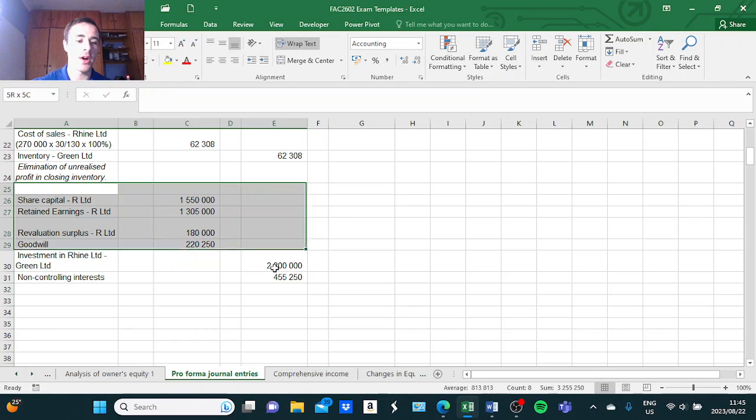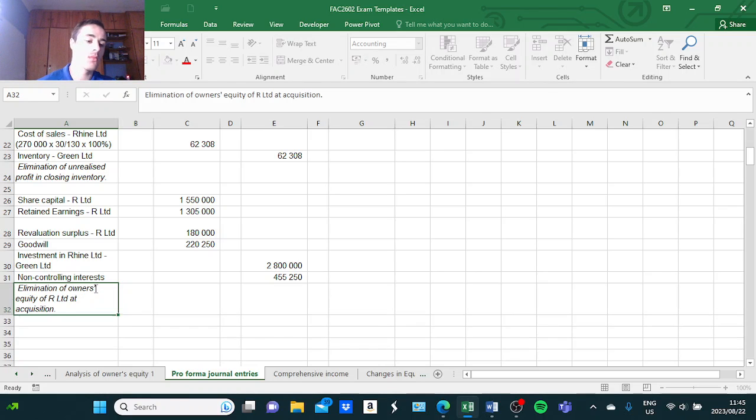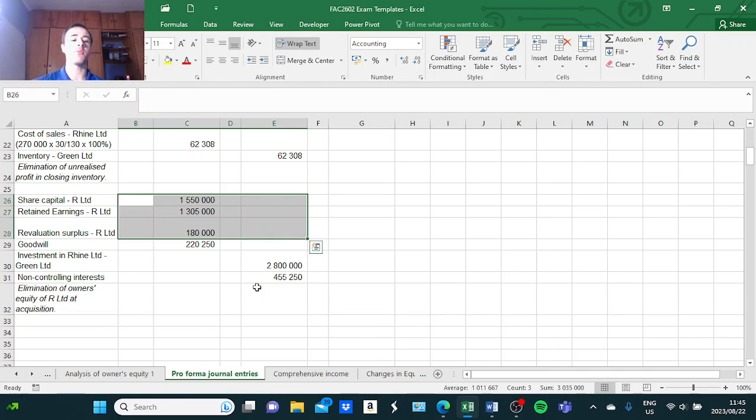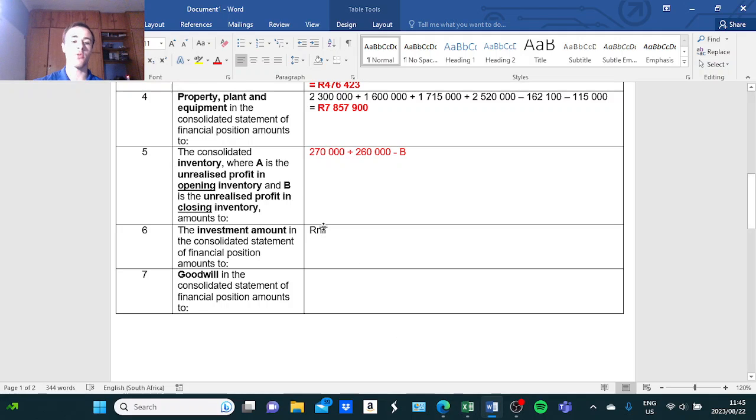Alright, this journal entry right here represents the elimination of owner's equity of Ryan Limited at acquisition. So through this journal entry, we can clearly see that the investment in Ryan Limited is eliminated. So therefore, the 2.8 million rand should not be disclosed in the consolidated statement of financial position. So the final answer for question 6 is nil, or simply put 0.